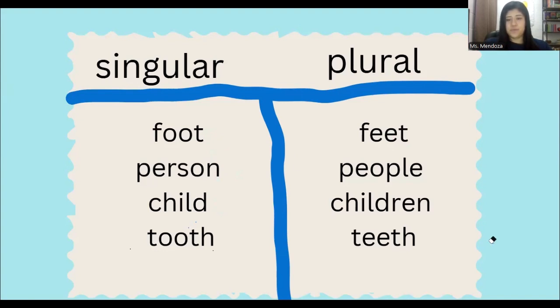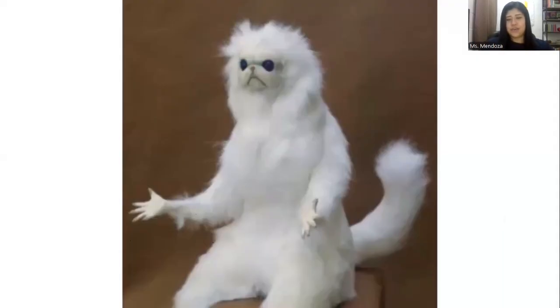Okay, so I again know what you're thinking. You are thinking, Miss Mendoza, why? Who did this? Who created this rule? Why can we not just add an S to make every single word plural? Why? Okay, let me explain.